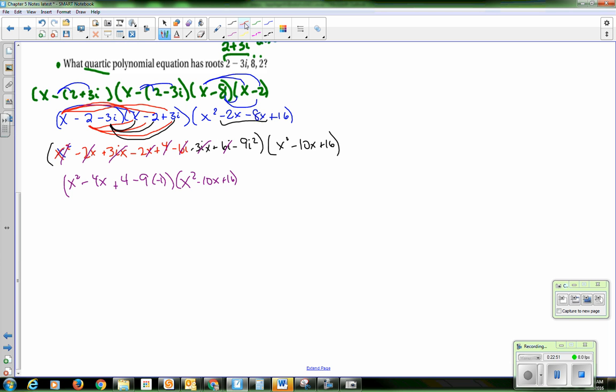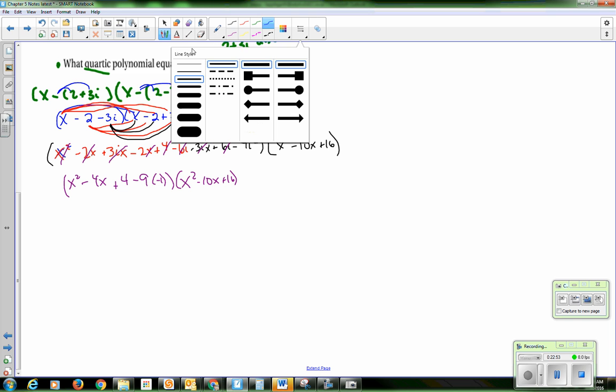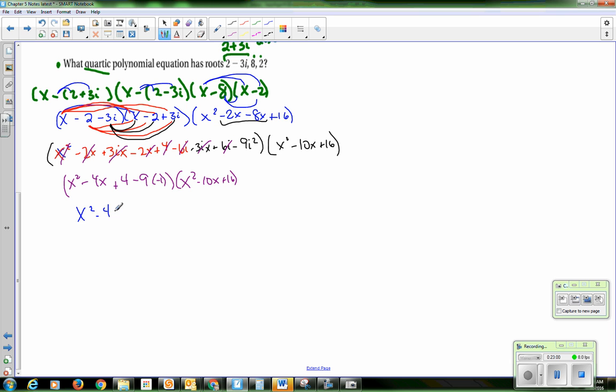Okay. Next, I have to simplify this term here: x squared minus 4x plus 4. Negative 9 times negative 1 is positive 9.